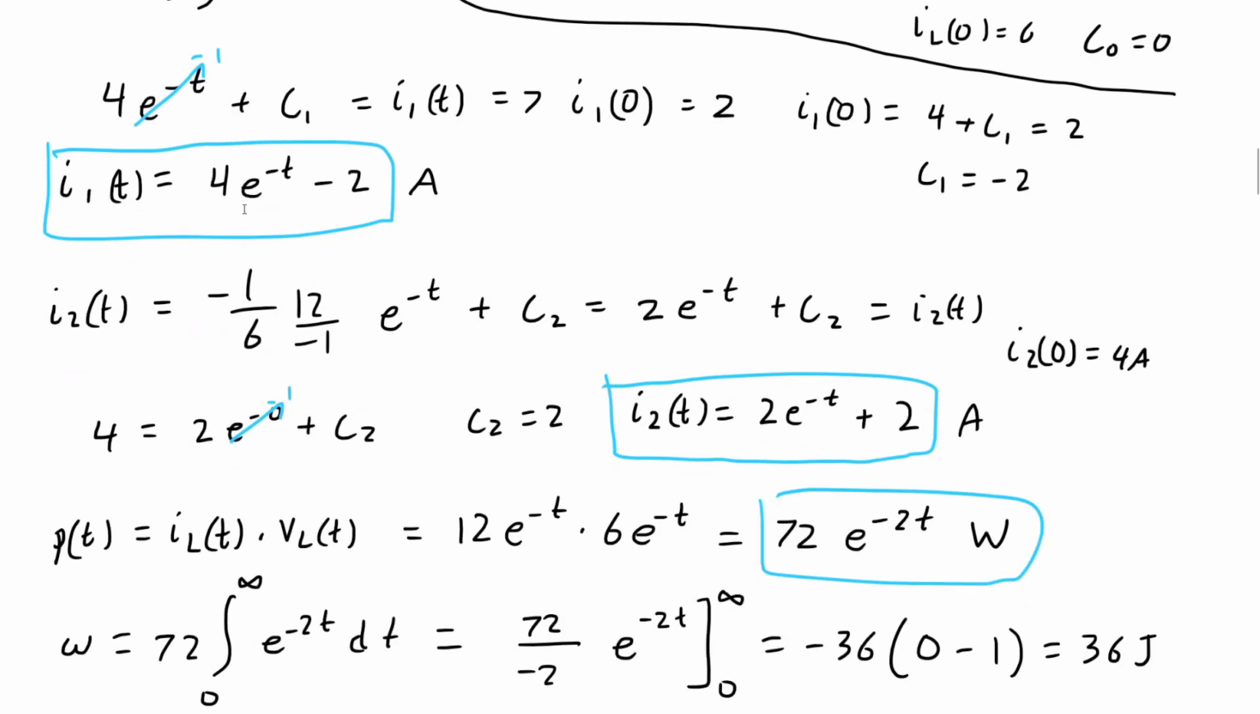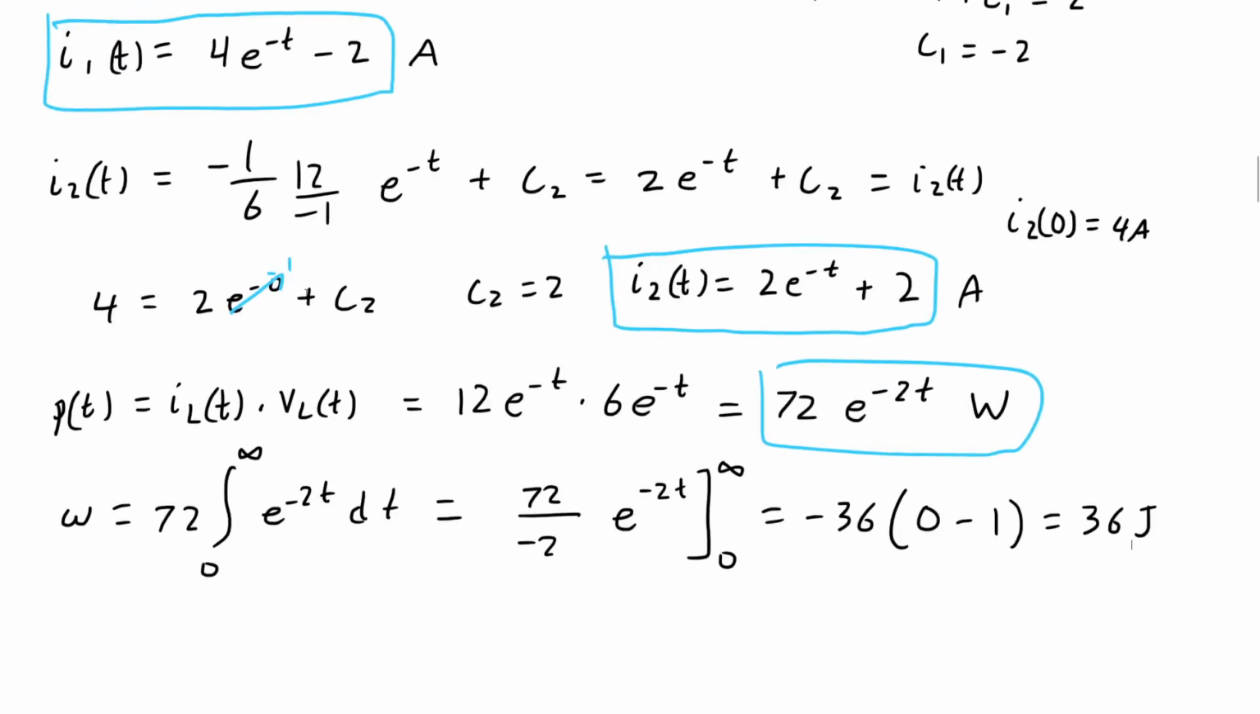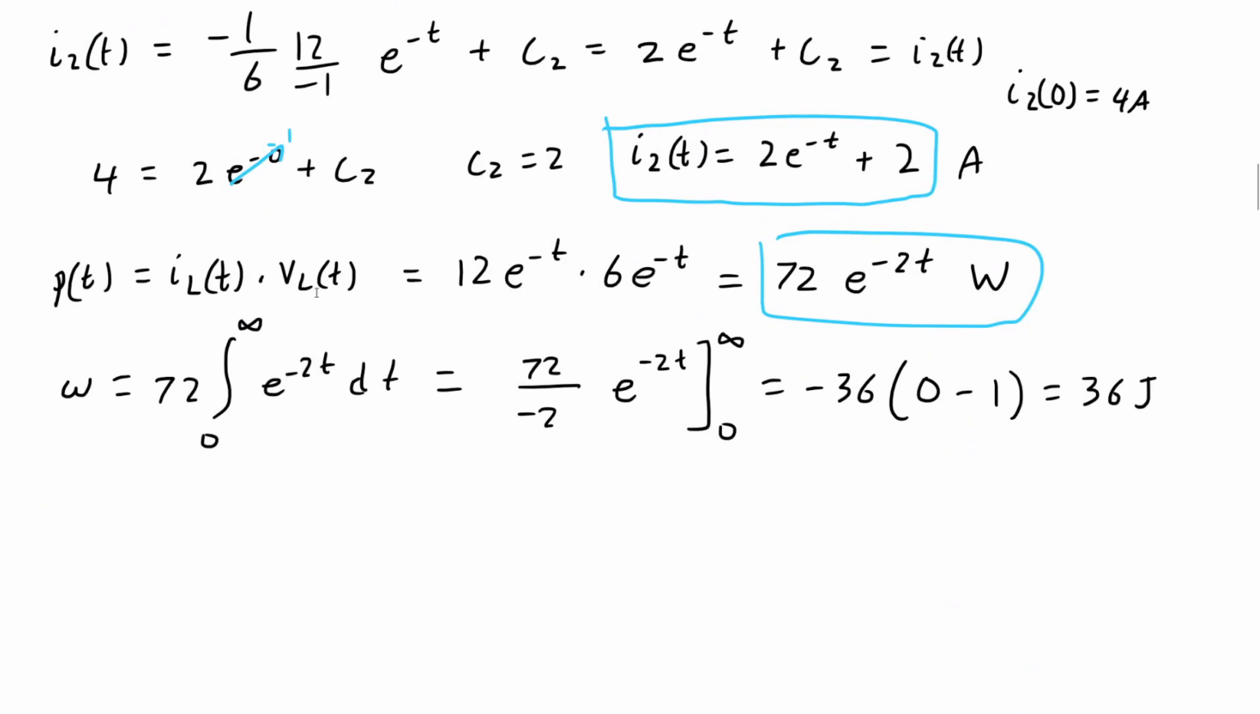I'm sorry, I did this out of order. How much energy is trapped in the ideal inductors? That's the 36. Anyway, now that we know how much the inductors have, we're also going to find out how much the box is delivered. So to find the initial, we're going to do 1/2 of each inductor.